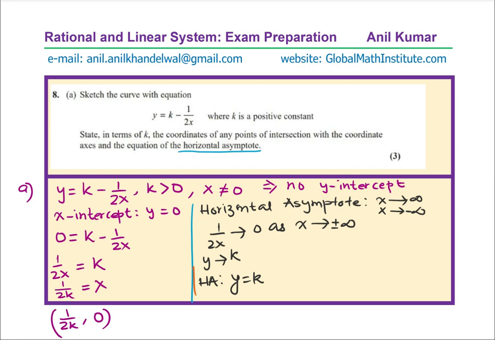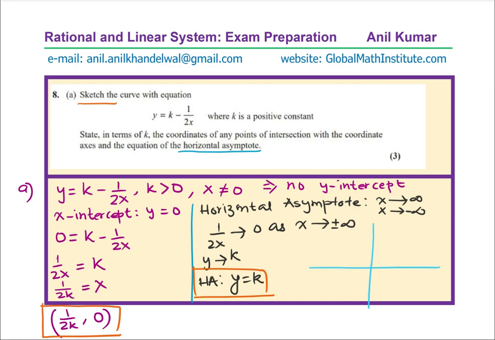So we have the two results: the x-intercept at 1 over 2k, 0, and the horizontal asymptote. Now, we can sketch the curve taking some positive value of k. Now, this is minus 1 over 2x. So if you sketch the curve, how will it look? Let me just make a small curve here.